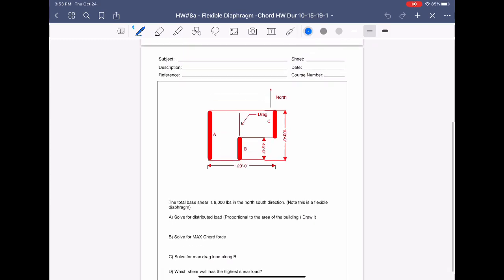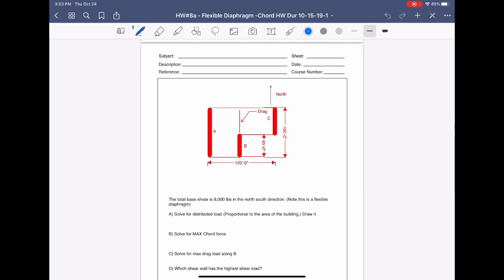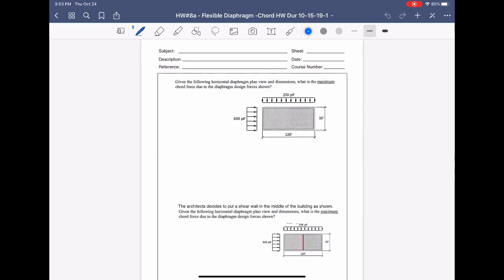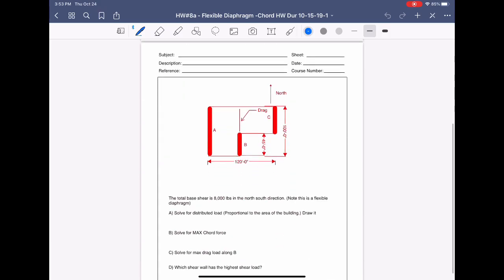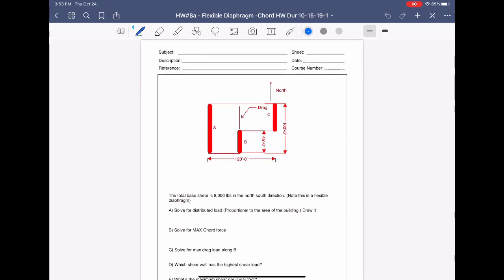Hi. Today we will be going over the flexible diaphragm homework solution. Now I've chosen the hardest one out of all. These two are very basic, and then finally this is something that's a little more challenging and something that is at the level of a midterm. This is what the expectation is for a midterm.